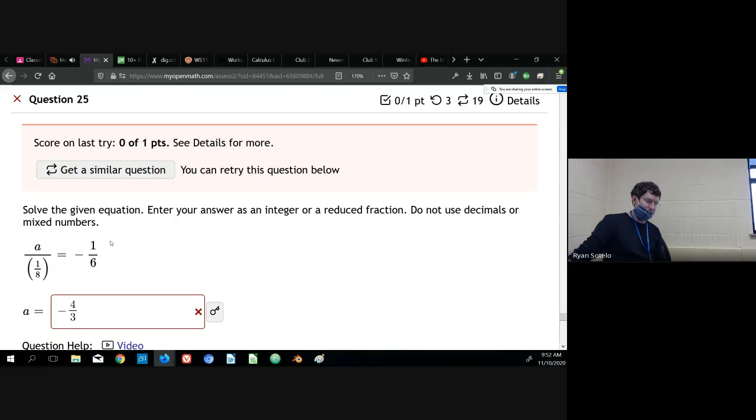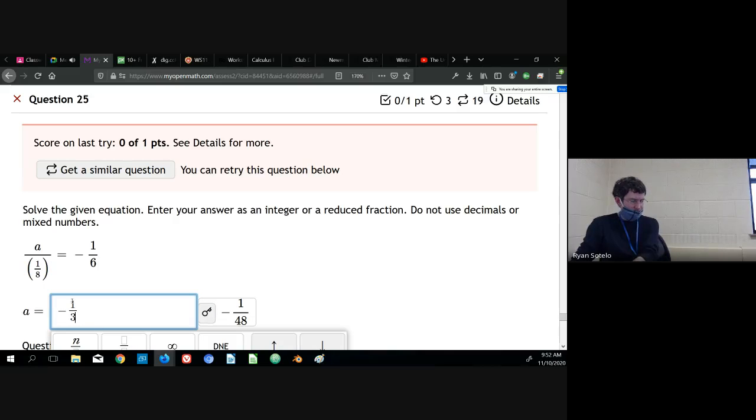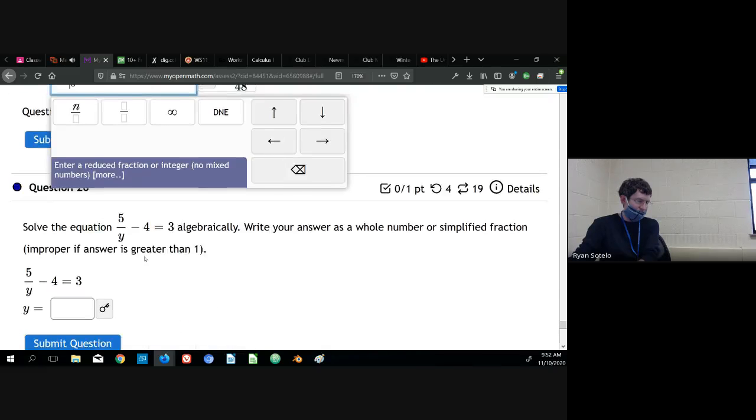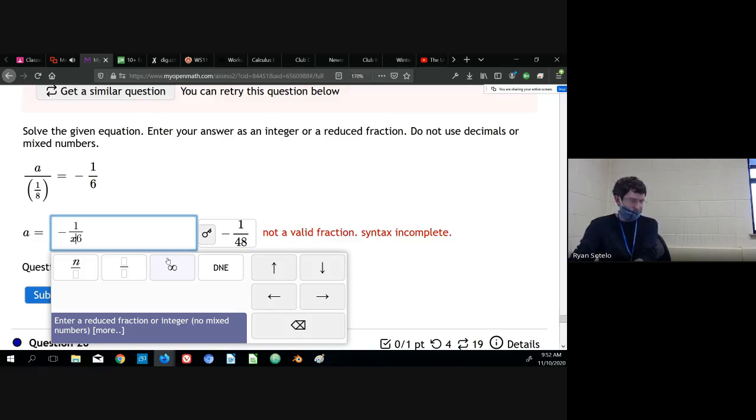A is, if I multiply by 8 and 1, that should be right. Oh, no, I just multiply by 1/8. My bad. So it should be 1/6, and then you're going to multiply by, how do I do a multiply? I just do the asterisk button, star. Yeah, and then it'll be 1/8. And when you multiply those, you'll get negative 48 on the bottom.